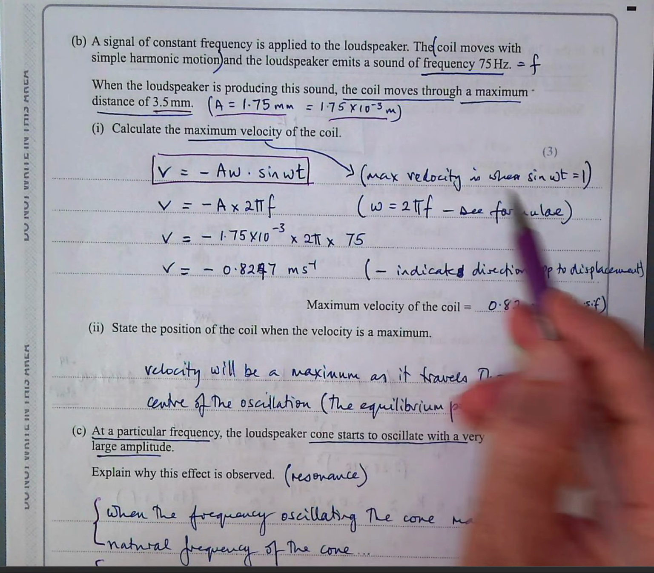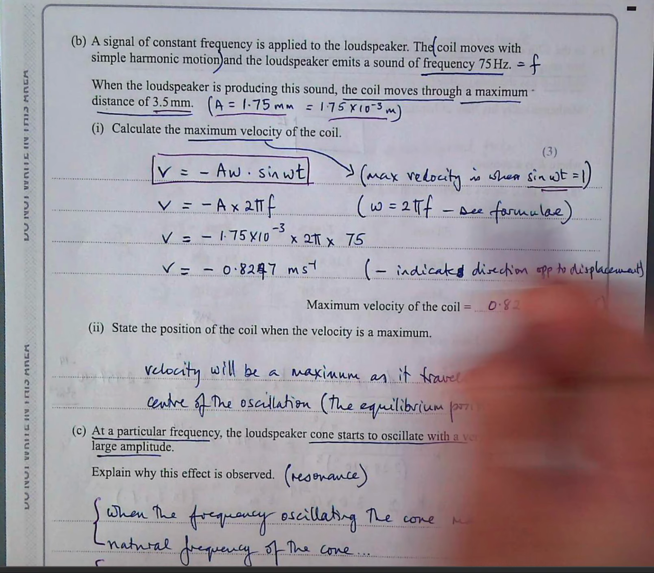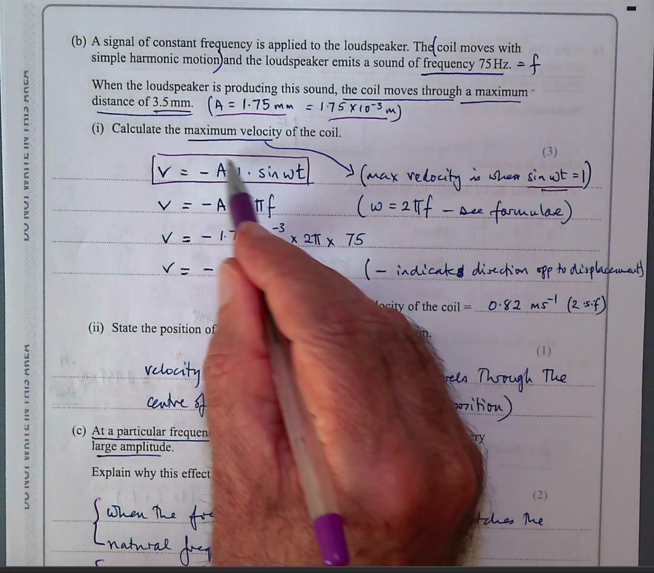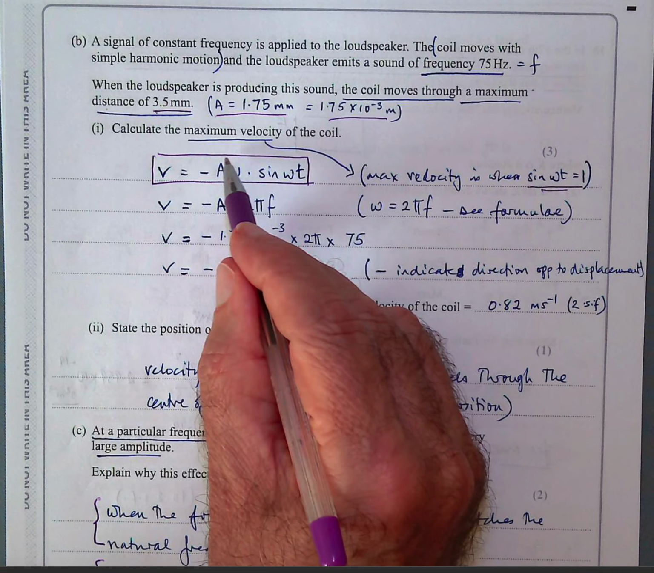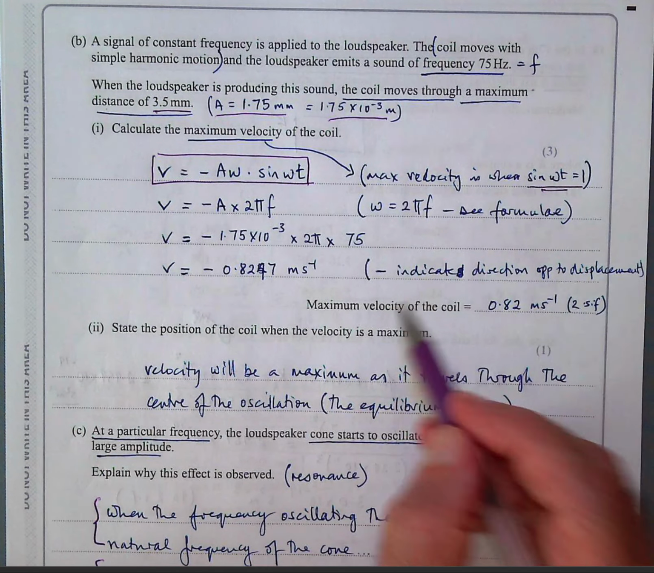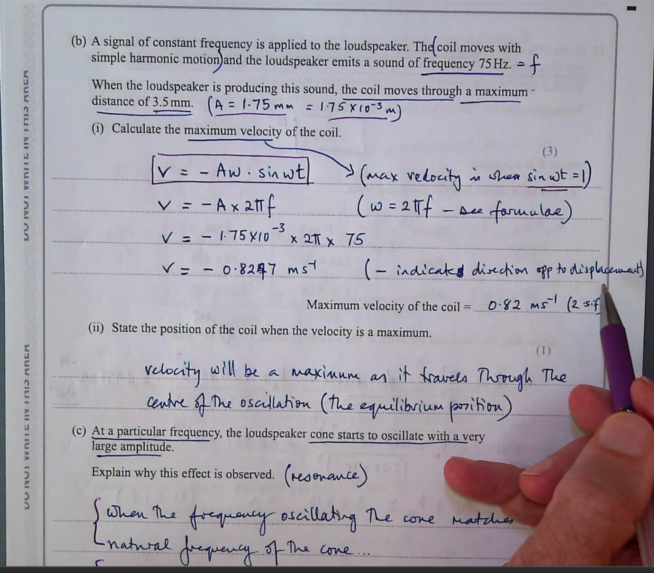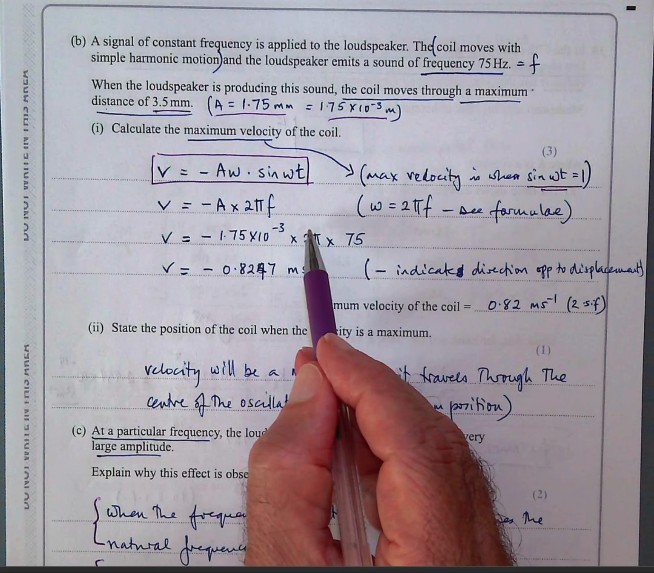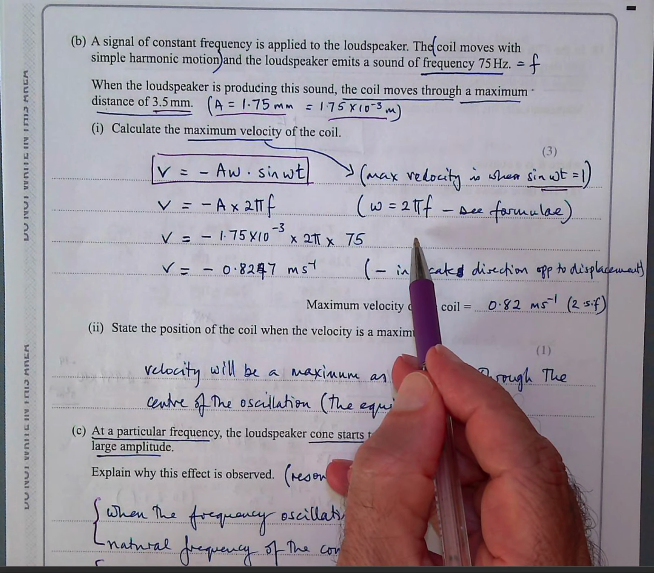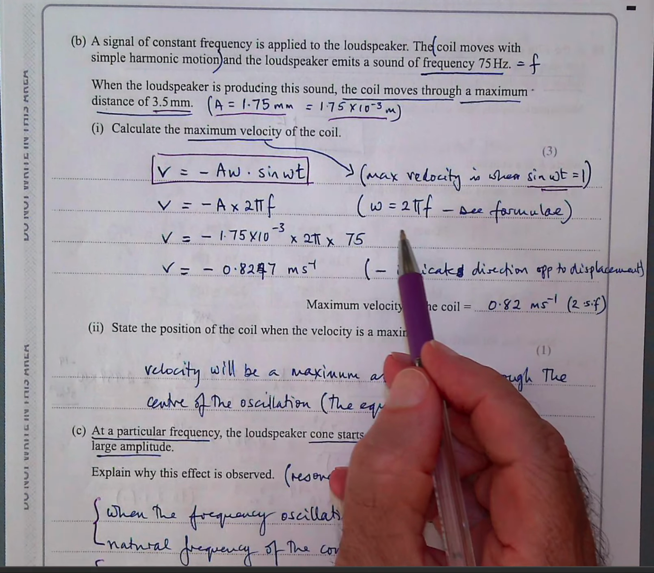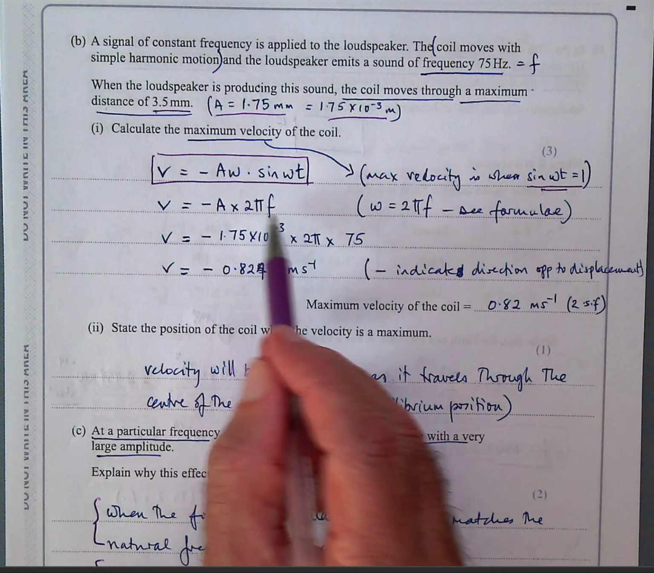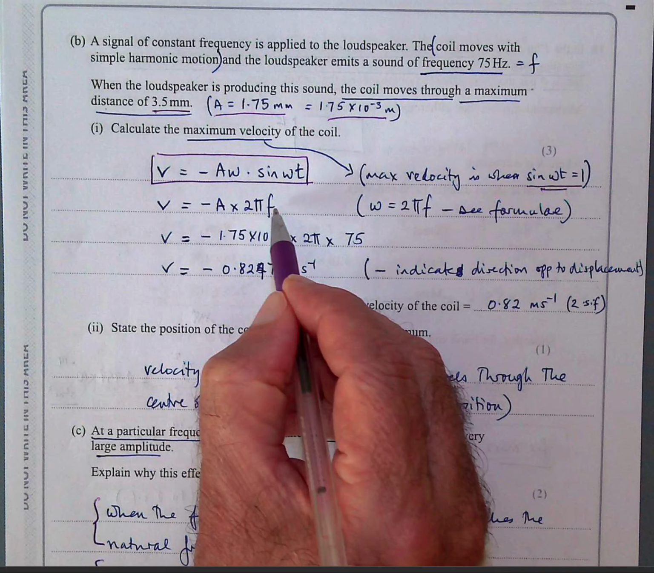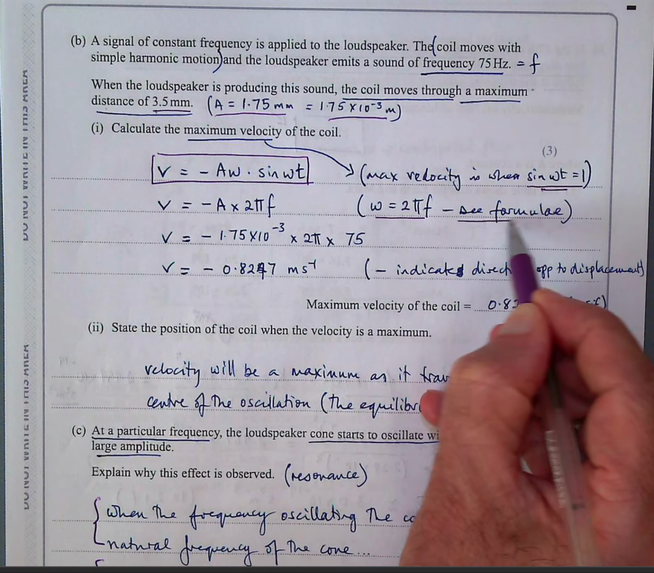But the maximum velocity is when sine omega t is a maximum, because sine omega t varies between 0 and 1. So the maximum velocity will be when this is 1. Therefore, the maximum magnitude of the velocity will be A omega. The negative indicates the direction is opposite to displacement. So when you displace it one way, the velocity is the other way. Anyway, you don't really need to worry about the negative sign. A omega will be the maximum velocity, and omega is 2 pi f, also on your formula sheet.